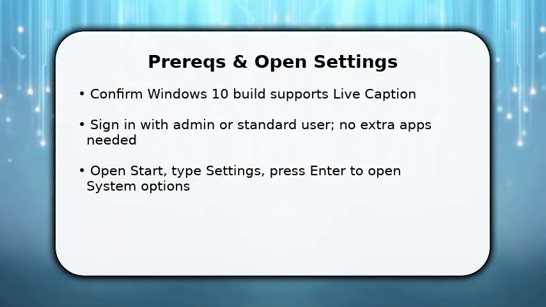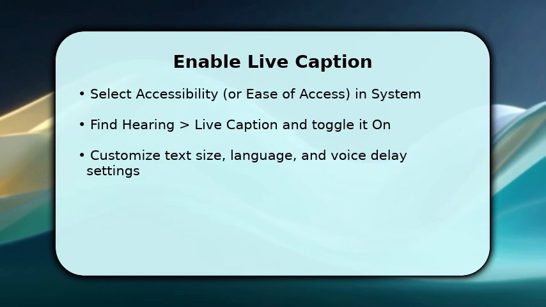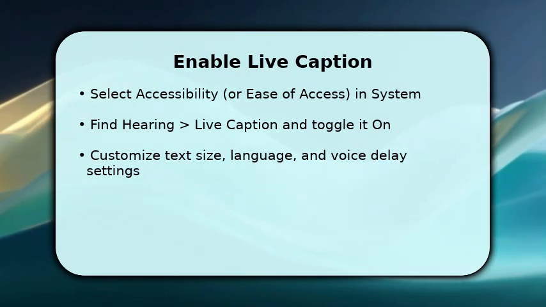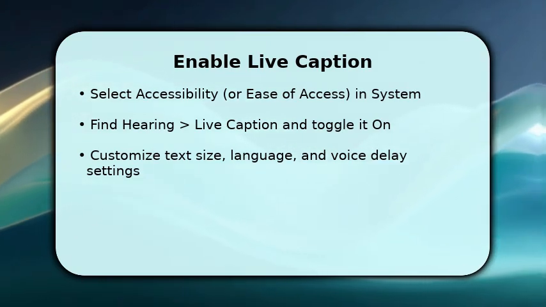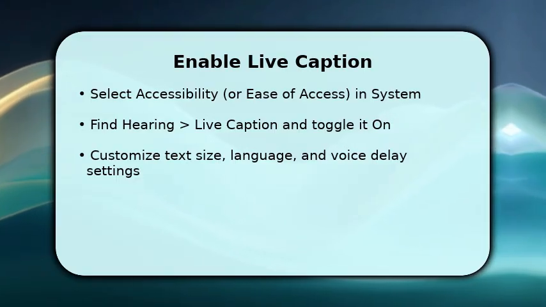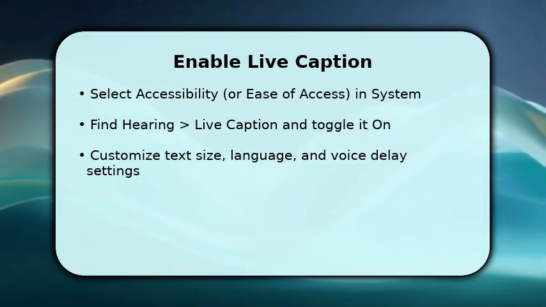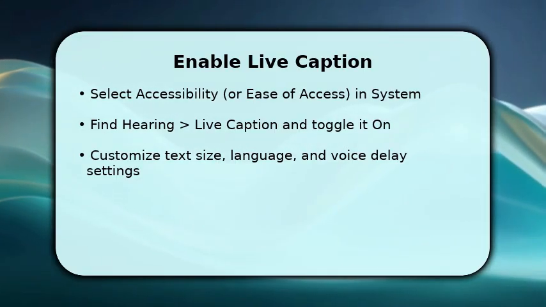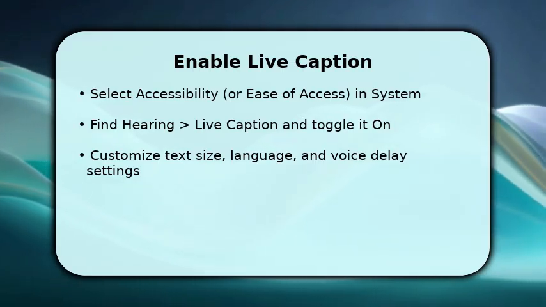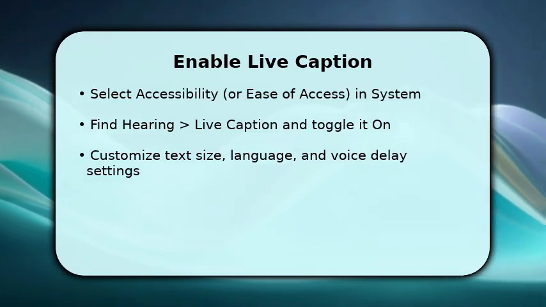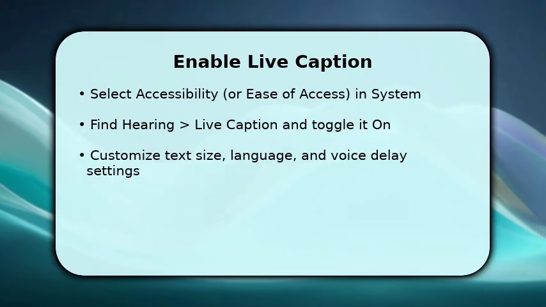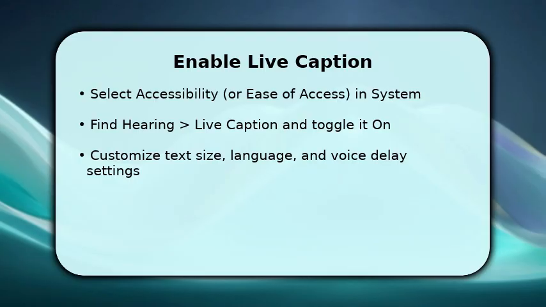With settings open, go to Accessibility or Ease of Access and scroll to Hearing where Live Caption lives. Toggle Live Caption on, you'll see a caption window appear and captions start for system audio. Make sure to customize text size and language so captions are readable and accurate for your content. If you experience lag, adjust the voice delay setting. This balances accuracy against speed.